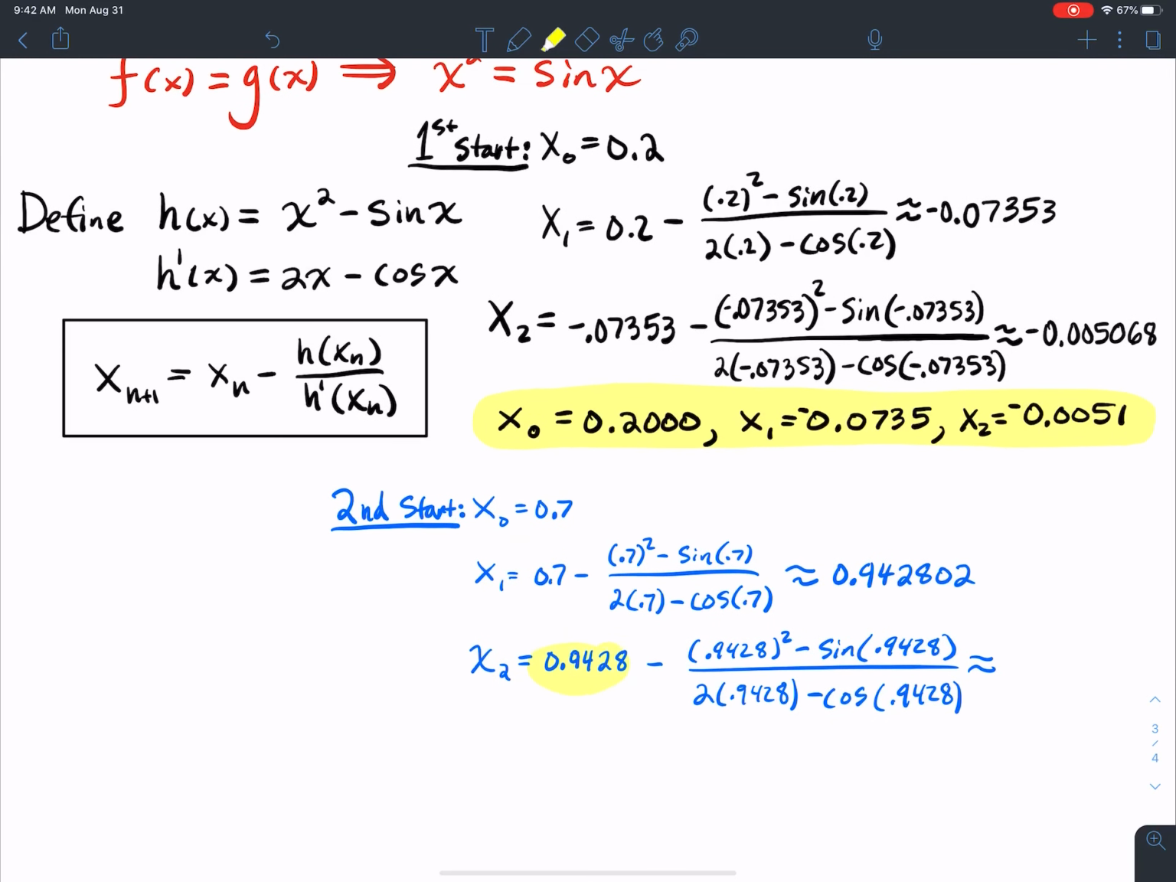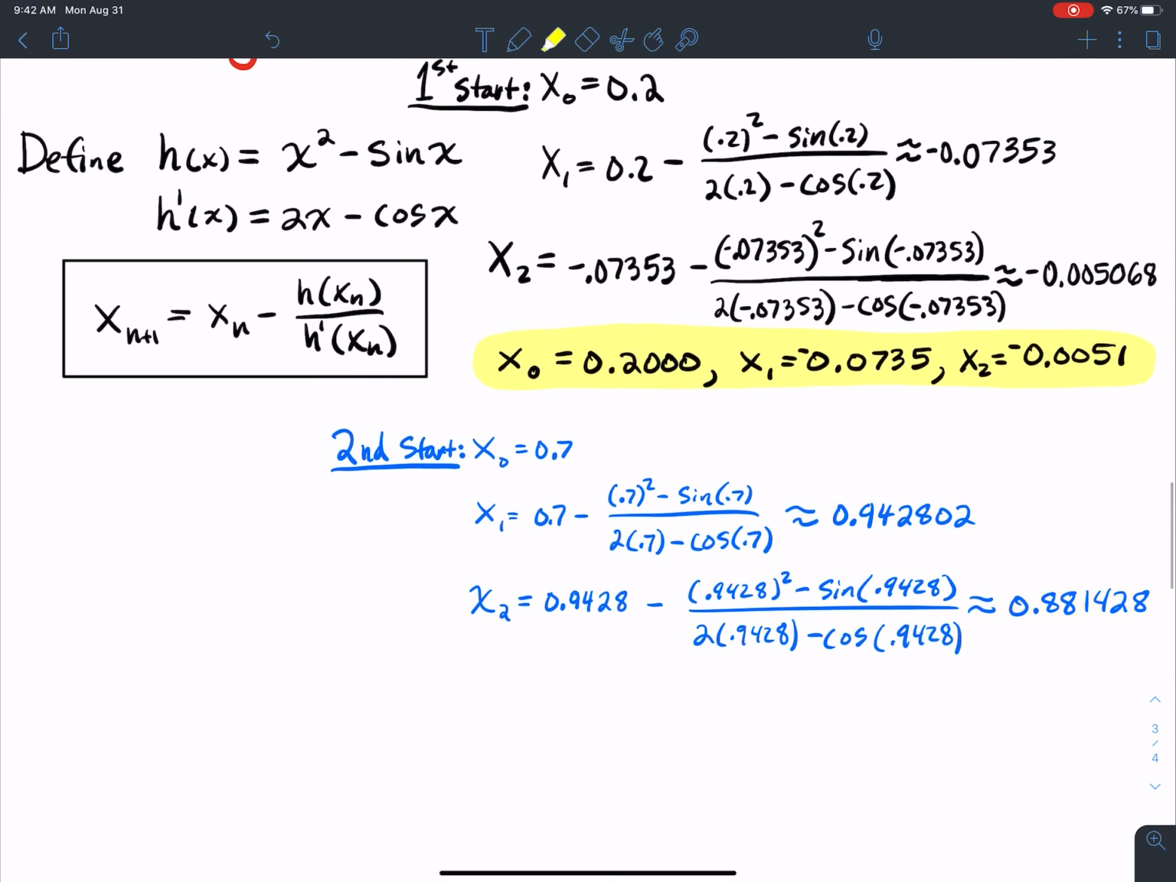If I take that and plug it into my h and then the h prime, plugging that x1 in everywhere, I'm going to get an output right here. So really it's just a bunch of plugging and chugging, and you're just finding each value.